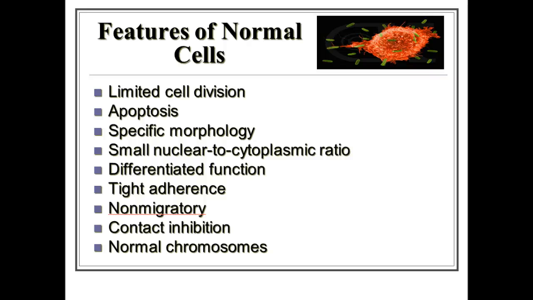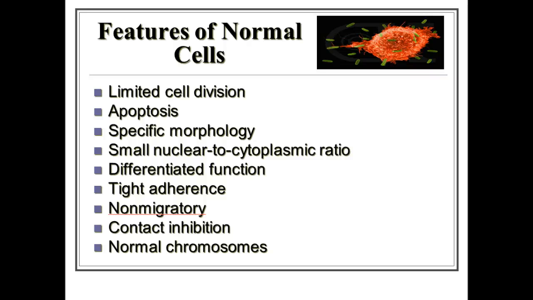Also, a normal cell has what they call apoptosis. So they have limited cell division and they have apoptosis, which means they're not doing a whole lot of dividing. They're just kind of right where they are. There's not a lot of things going on. So when a person has apoptosis, usually what that means is that sooner or later that cell is going to die off.